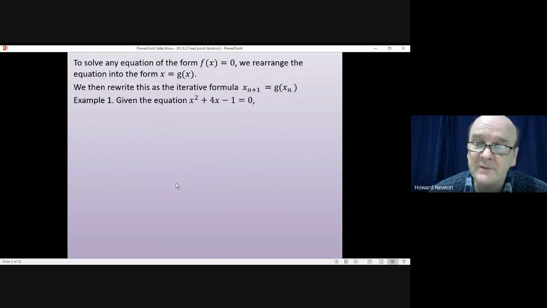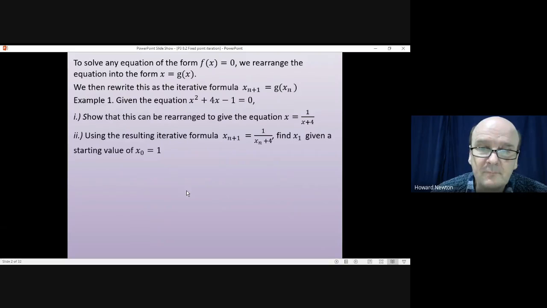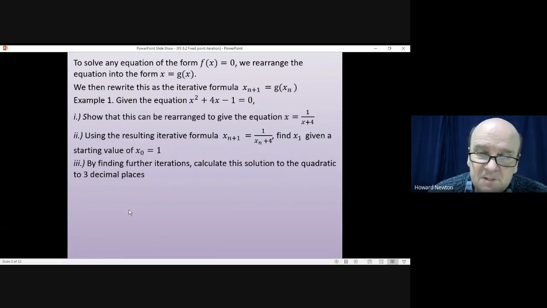For example, given the equation x squared plus 4x minus 1 equals 0, first of all, show that this can be rearranged to give the equation x equals 1 over x plus 4. And then secondly, using the resulting iterative formula, xn plus 1 equals 1 over xn plus 4, find x1 given a starting value of x0 equals 1. What that will mean is we substitute n equals 0 into this formula. And then by finding further iterations, calculate this solution to the quadratic to 3 decimal places.